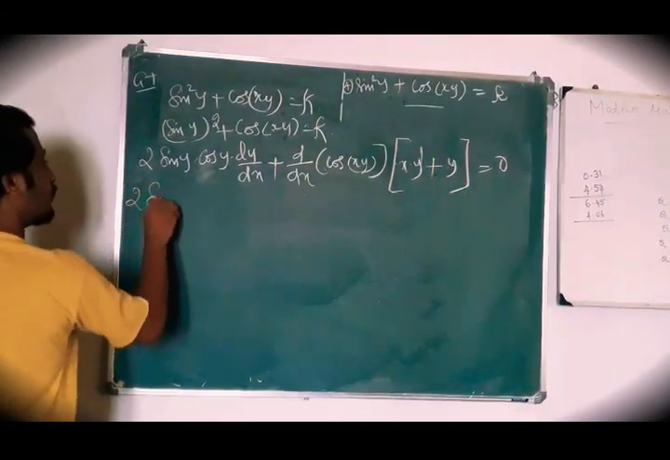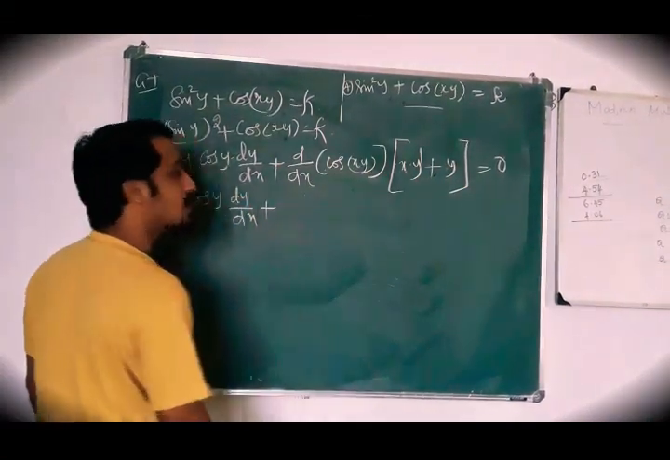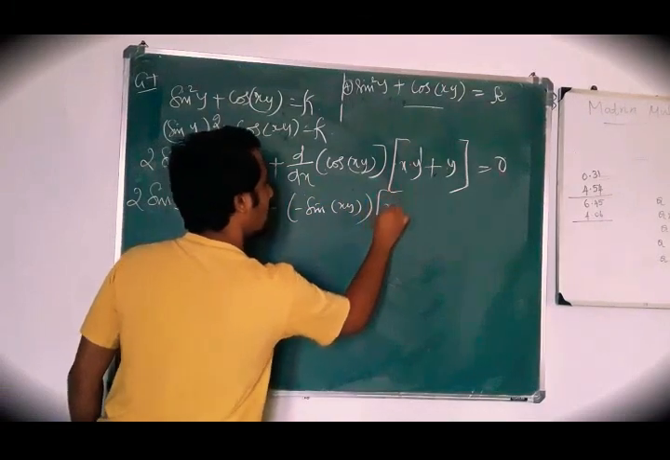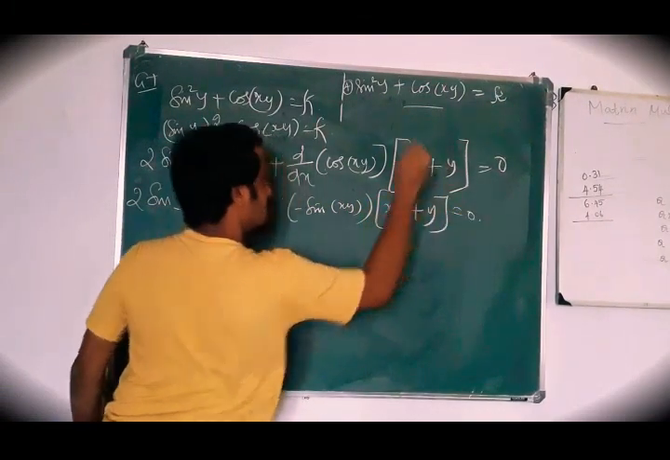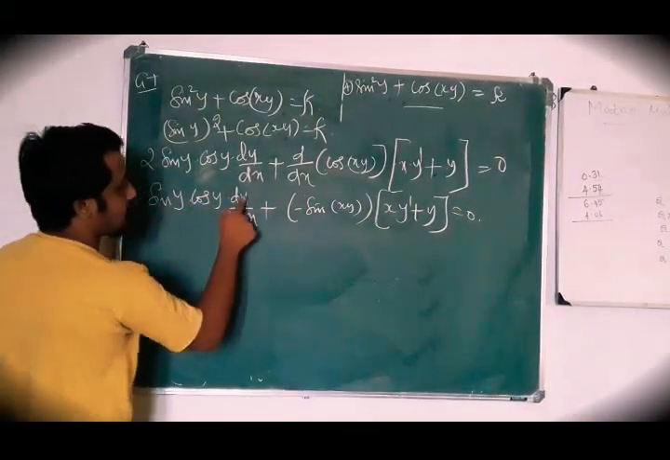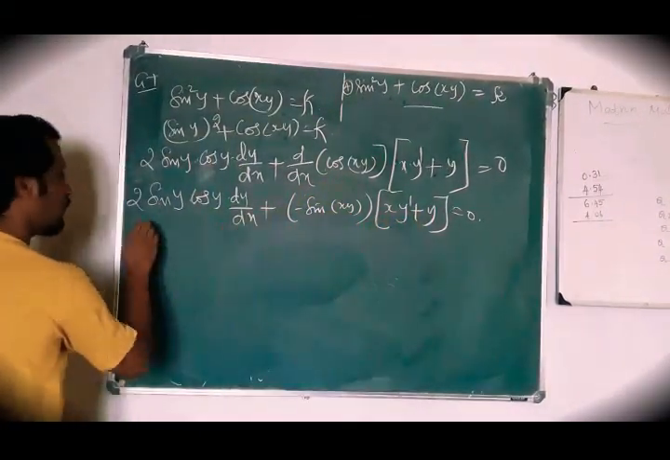Now that is 2 sin y cos y dy by dx plus derivative of cos, which is nothing but minus sin of xy into x y dash plus y is equal to 0. Now, 2 sin y cos y dy by dx plus minus sin of xy into x y dash plus y is equal to 0. First, I am going to remove the bracket.